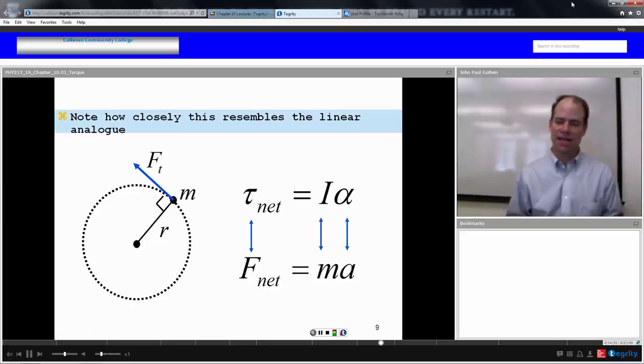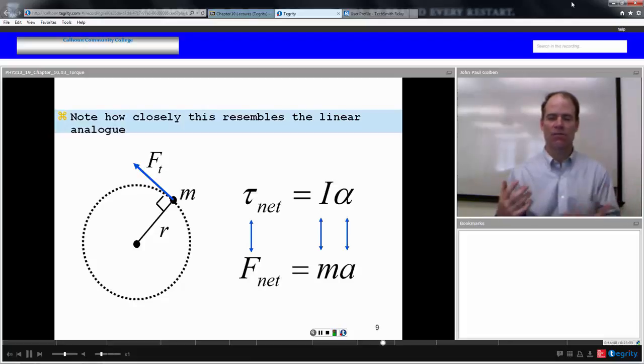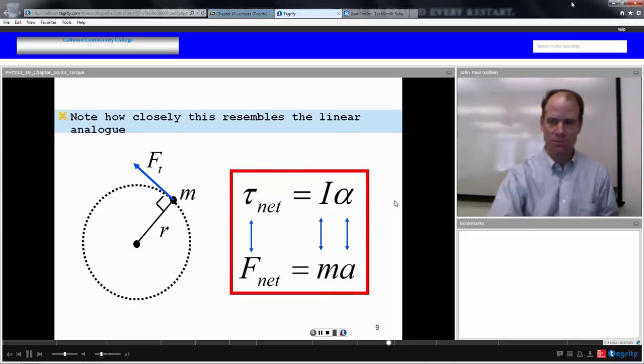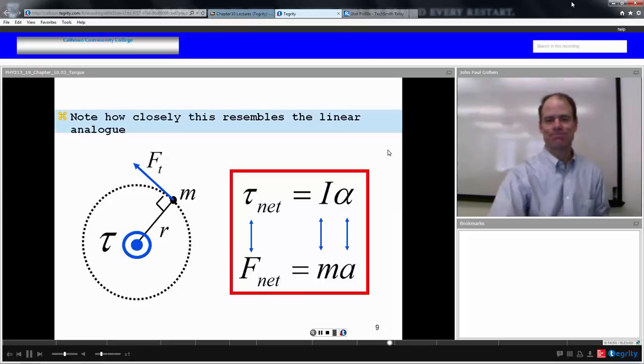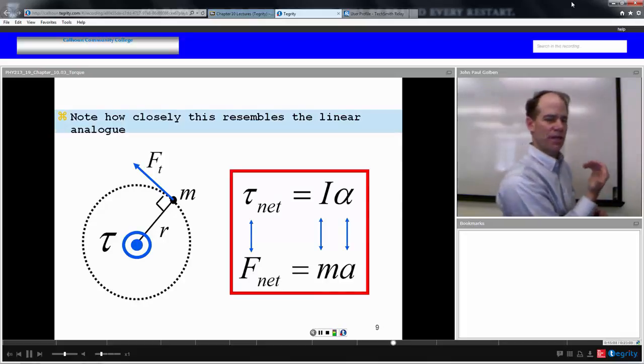And it kind of makes sense because moment of inertia is the rotational analog for mass, measuring the resistance to changes in motion, and angular acceleration is the rotational analog to linear acceleration. So torque is a rotational analog to force. In this particular case, where we're going counterclockwise, that torque would actually be out of the page towards you.